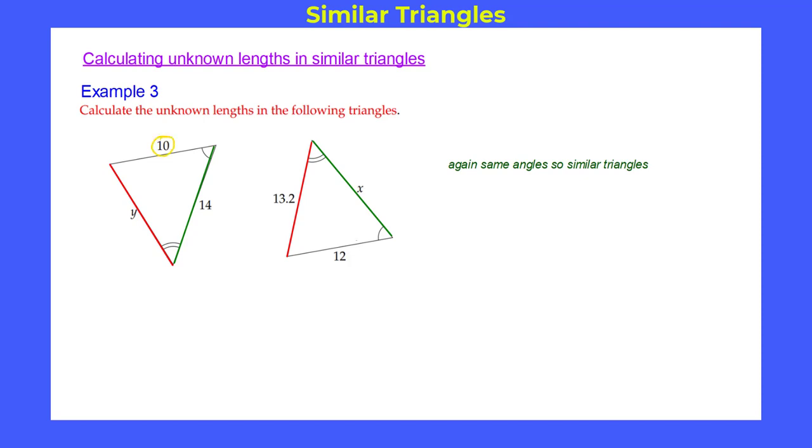I want to find x, so I'm going to say x over 12 is equal to, well, the corresponding one to x is the 14, the green one. So it's 14 over 10. Multiply both sides by 12. I'm working it out on a calculator, and we get 16.8. Similarly for y, so y divided by 10 is equal to, well, the corresponding side to y is 13.2 divided by 12. I'm working that one out, and we get our answer of 11.